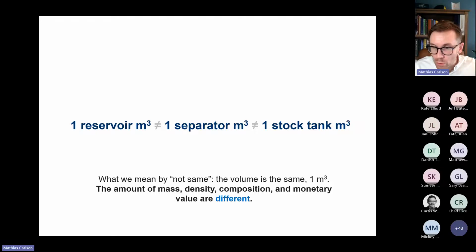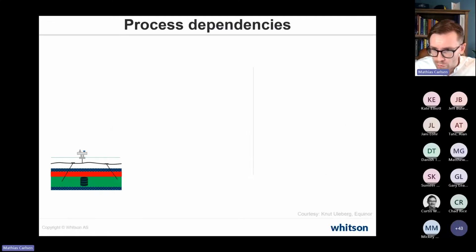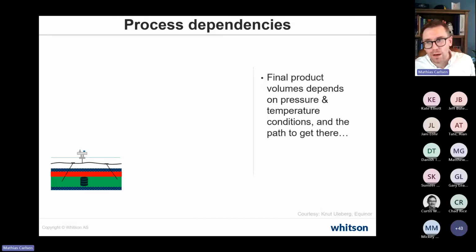The second thing that a lot of people don't realize is that these PVT properties are actually what's called process dependent. And that's where things are getting crazy and even more interesting. What we mean by that is, if you're dealing with, this is an offshore field, but it's exactly the same for an onshore field, if I take a composition and I try to produce it to surface, the final product volumes depend on the pressure and temperature conditions and the path to get there. So let that soak in. The final product, so oil and gas, depends on the pressure and temperature conditions and the path to get to where they're going to be sold.